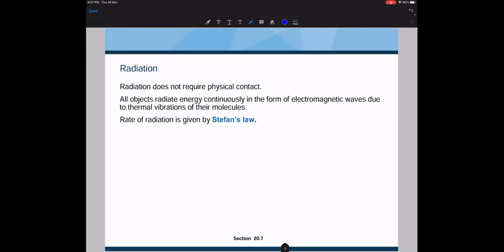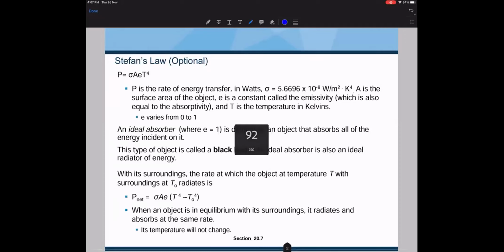And the radiation by different objects can be determined by the law called Stefan's law, which once again, we would not go into the details. And those of you who are interested, you may try to take a look. We will not talk about it here.